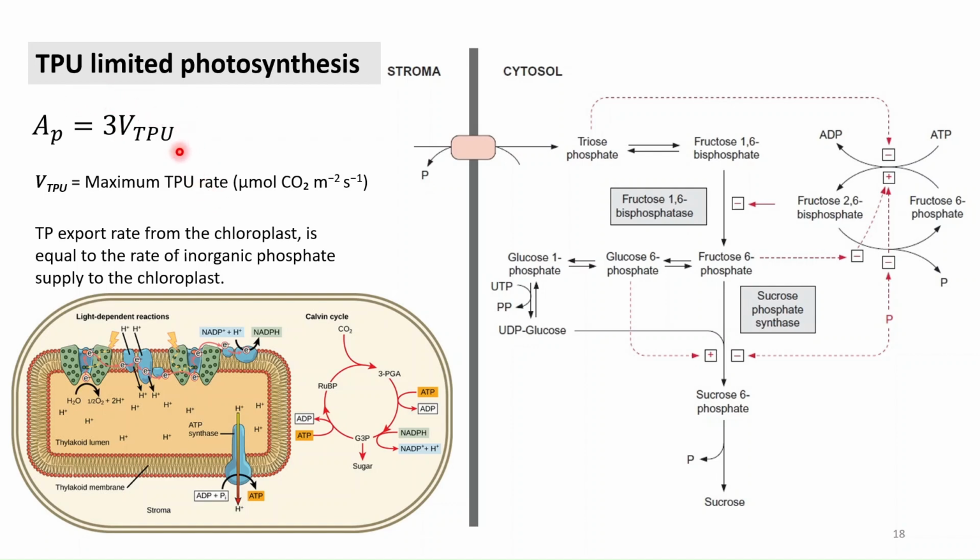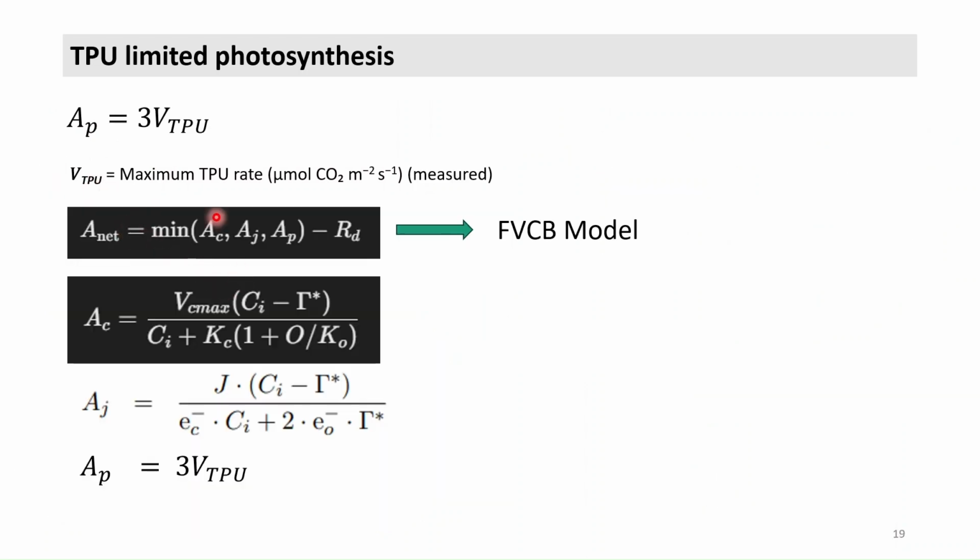So the maximum rate at which the triose phosphate is utilized is another limiting factor, and the photosynthetic rate corresponding to this maximum rate of triose phosphate utilization is depicted by AP and is called TPU limited photosynthesis. So now we have the FvCB model, which takes the minimum of AC, AJ and AP. AC is given by this equation, AJ is given by this equation, AP is given by this equation. So when you put in all these parameters and estimate the net photosynthetic rate, we have to choose the minimum of these three values and then subtract the dark respiration rate to get the net photosynthetic rate. So this is what the FvCB model is all about.